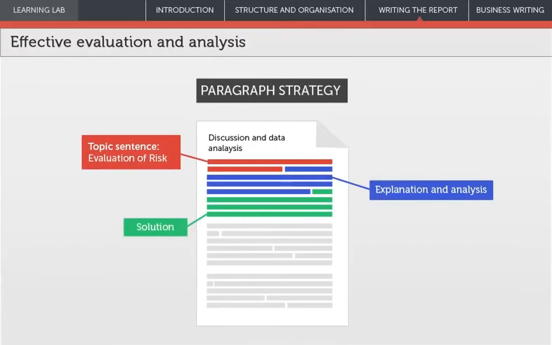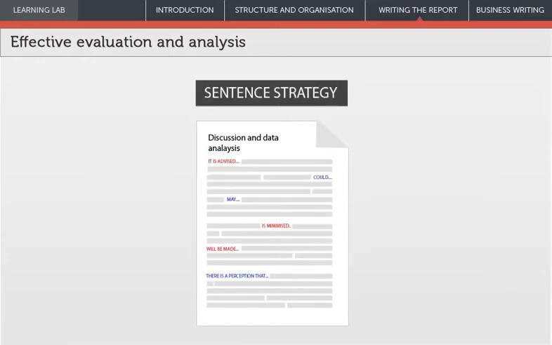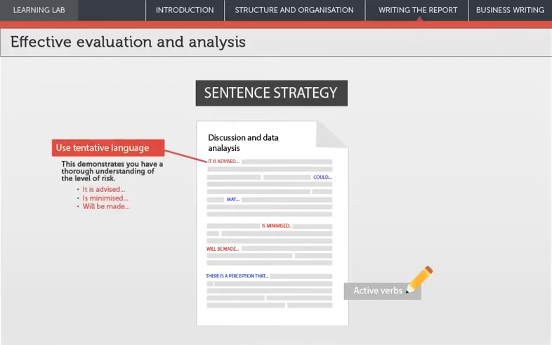They are, firstly, clear paragraph organisation, and secondly, use of a formal impersonal style. In business writing, it is generally better to write in a clear and direct style. This includes using active verb forms. However, when evaluating risks, it is useful to write in a more tentative and indirect style.